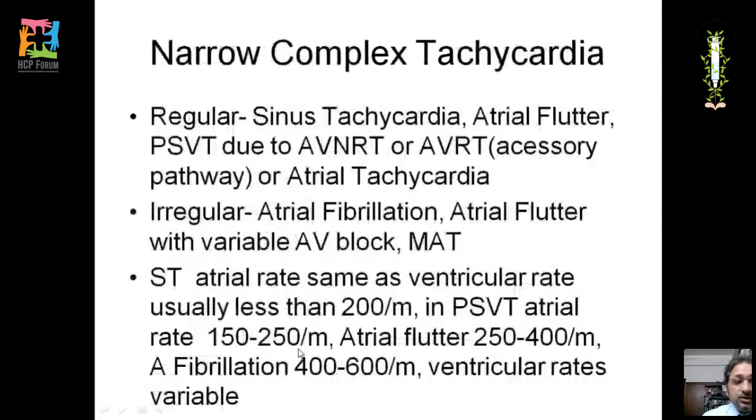So what are the differential diagnoses of a narrow complex tachycardia? If the narrow complex tachycardia is regular, the differential diagnosis is sinus tachycardia, atrial flutter, paroxysmal supraventricular tachycardia, which may be due to AV nodal reentrant tachycardia or AV reciprocating tachycardia, which needs an accessory pathway, or it can be a simple atrial tachycardia because of a focus in the atrium other than the SA node.